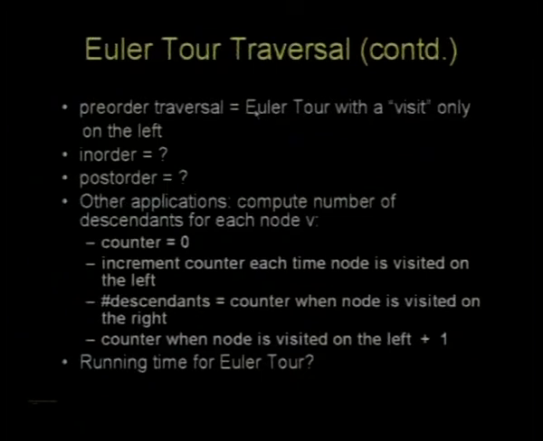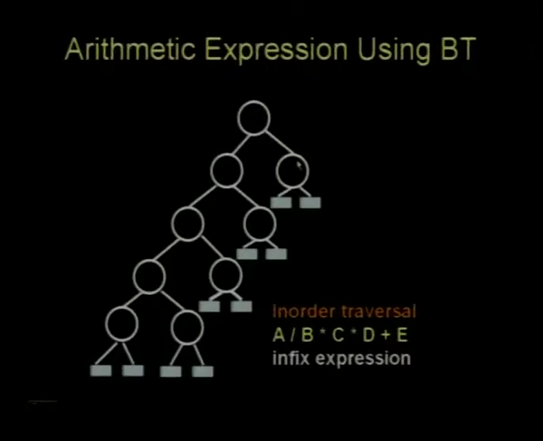Normally we do not use the Euler tour as it is, but it is a basis for many of the other traversals. Just to repeat, pre-order traversal is the Euler tour when you walk on the left, in-order is when you walk from below, and post-order is when you walk on the right. So this is a typical application of a binary tree, the arithmetic expression.